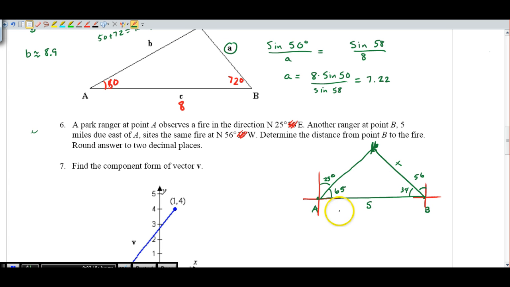So the sine of 65 over x equals, well, we need to figure out this angle here too. So 65 plus 34, which is 99. And if I take away 180, I get 81. So this is sine of 65 over x equals the sine of 81 over 5. So that distance is about 4.6.